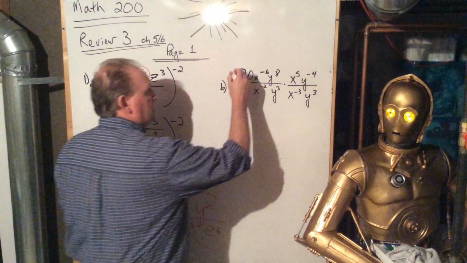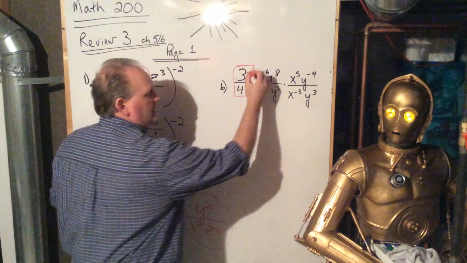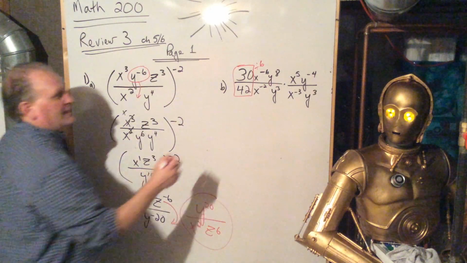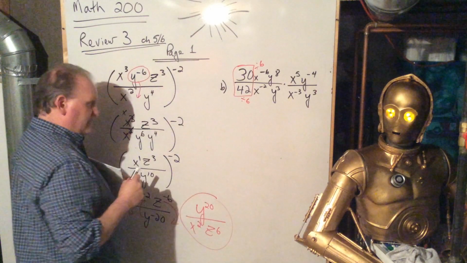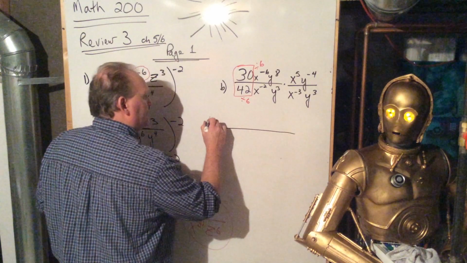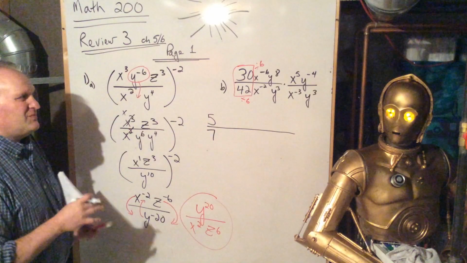This one, we're going to reduce the numbers how we always reduce numbers. So what goes into both of them? That's 6, top and bottom. And so now we have, let's see, what do we have? 5 over 7. And so those numbers are pretty much locked in.